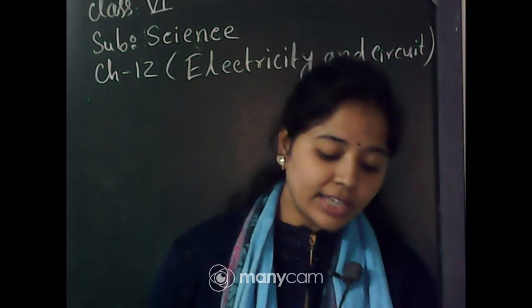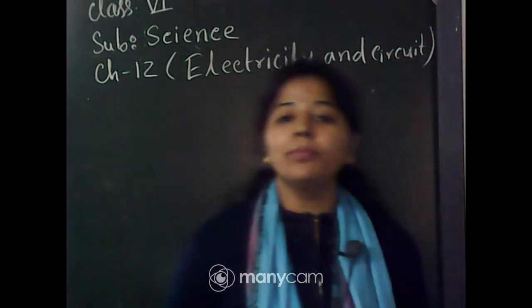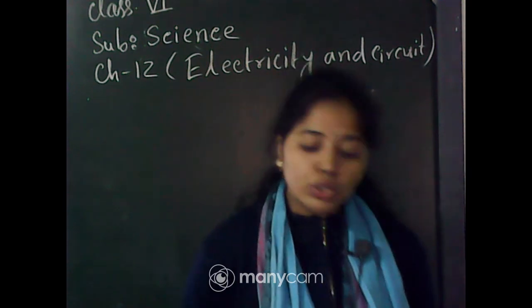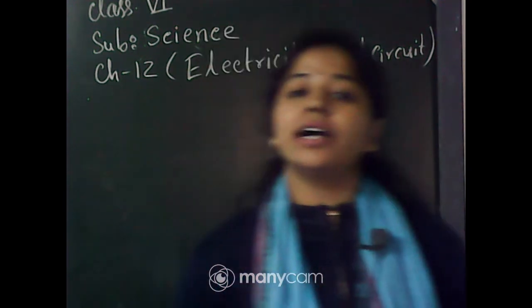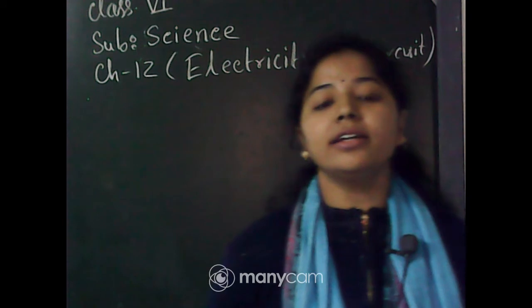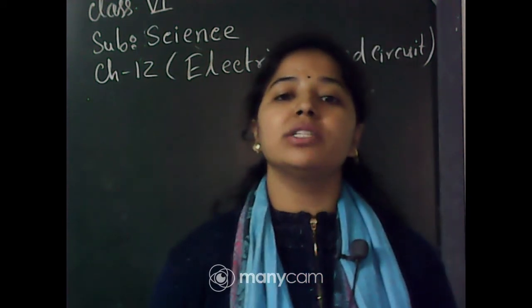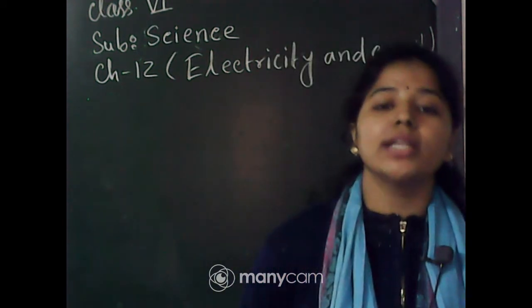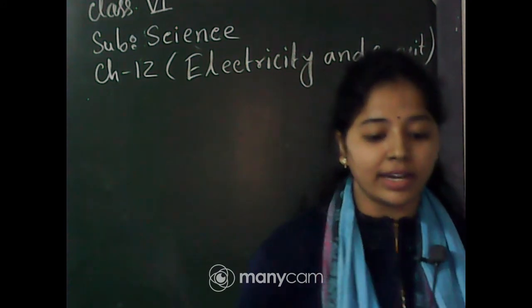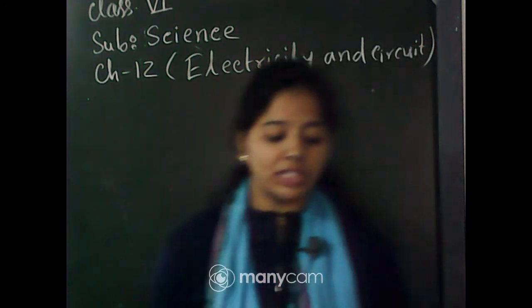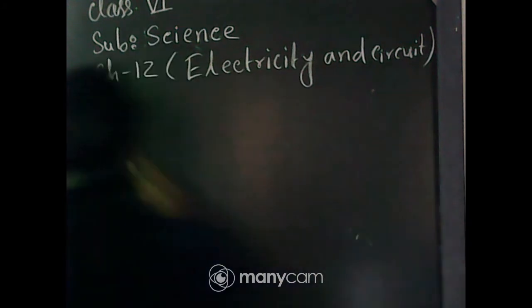What is an electric circuit actually? It is a closed loop path. It is the closed loop path which is taken by the current to flow, that is known as an electric circuit. Okay students, understood this point? What is an electric circuit?